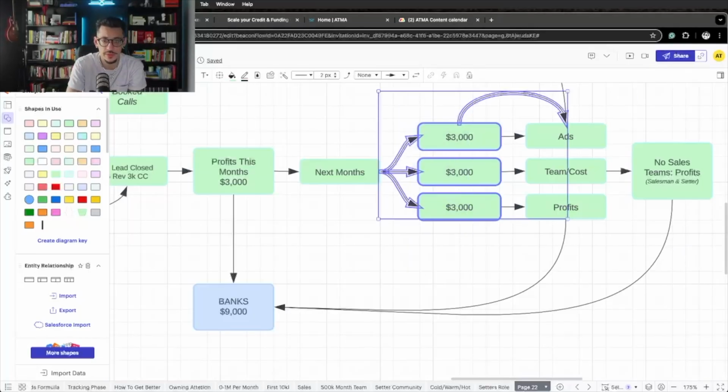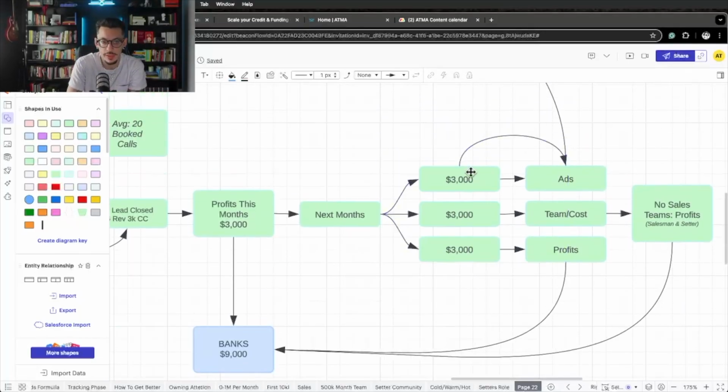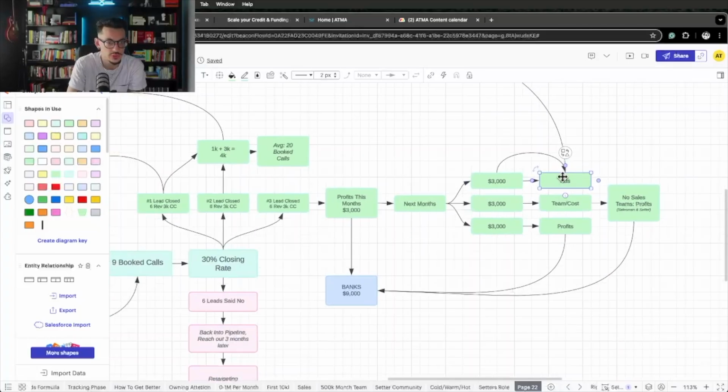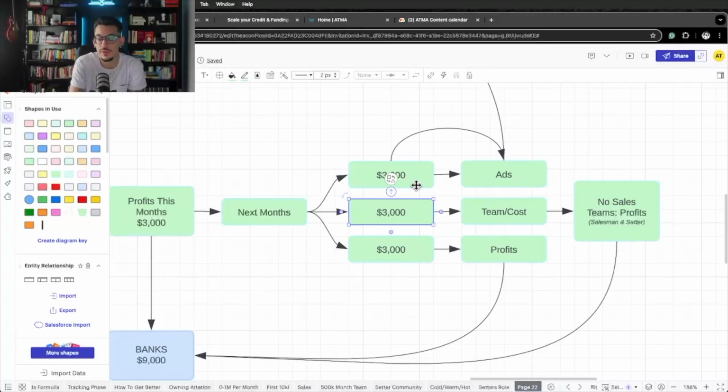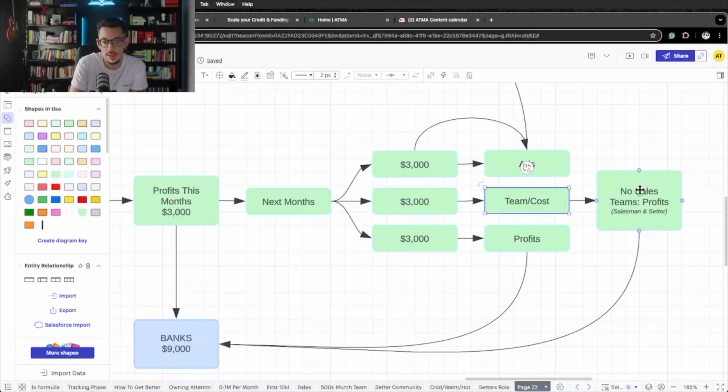Now, one of those profits you pay for the next campaign. So that $3,000 goes back into the ads, which is to get you 10 more book calls. This 3K at this point, maybe you have a team, so it goes back into the sales team, or it could go back into the ads again. It could be whatever. No sales team, either profits or back into ads. It all depends what you want to do. I always put it back into ads by myself.